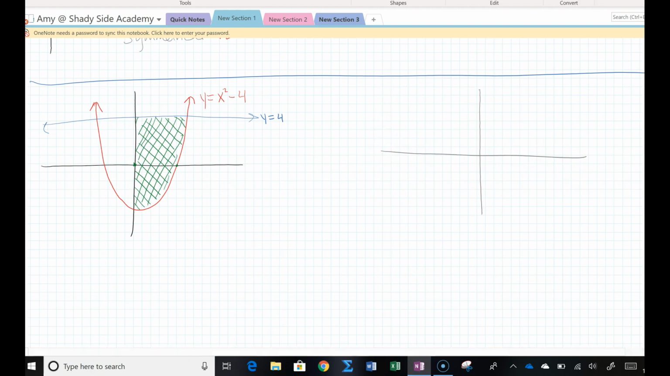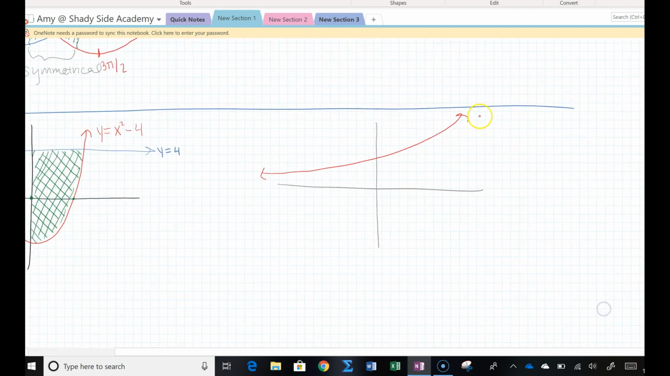Wait, are you supposed to find the answer or do you just want us to set it up? I just want you to set up. All right, this is kind of the next place we're heading. The area here is this one, okay?